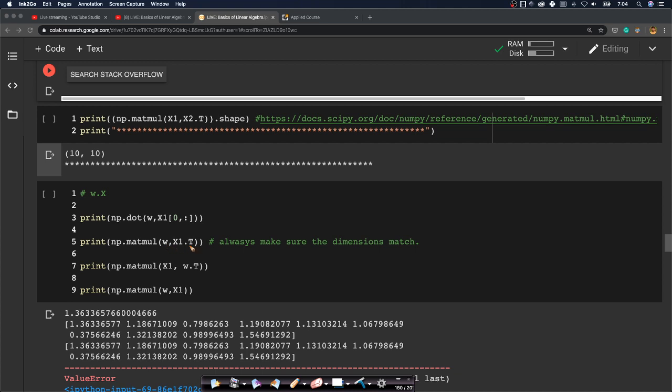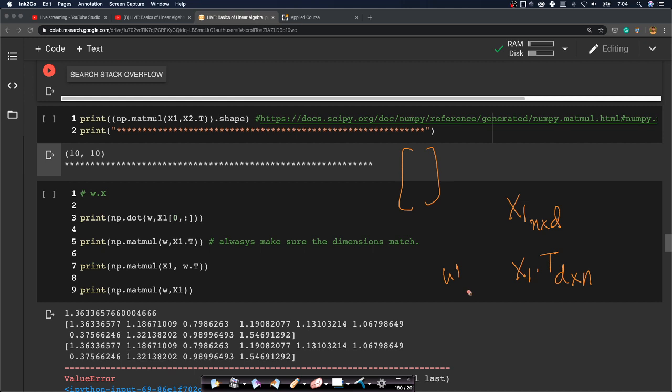When I multiply w with x1 transpose, again, you should always make sure that things match. What is x1 transpose? x1 is n cross d, so x1 transpose is d cross n. I'm multiplying this with w. So what is w? In most of mathematics, or even in machine learning, vectors are assumed to be column matrices by default. Everything is assumed to be a column matrix.